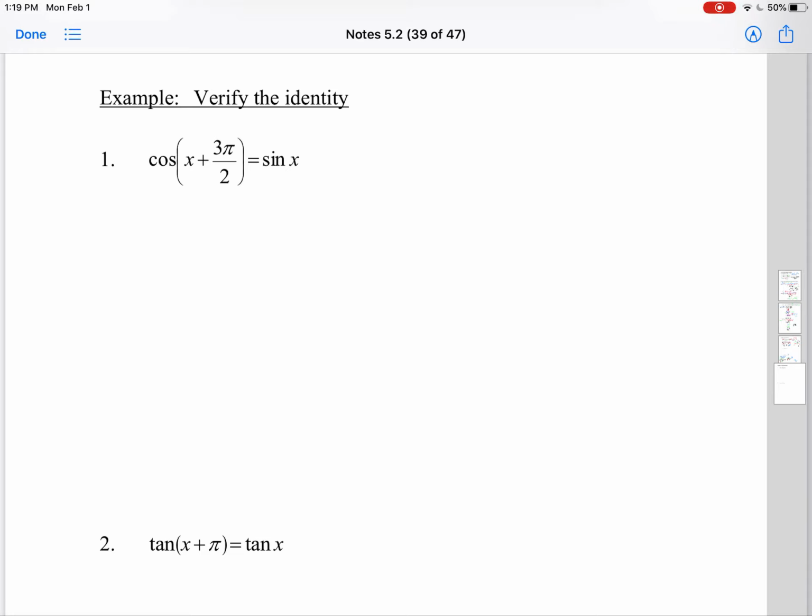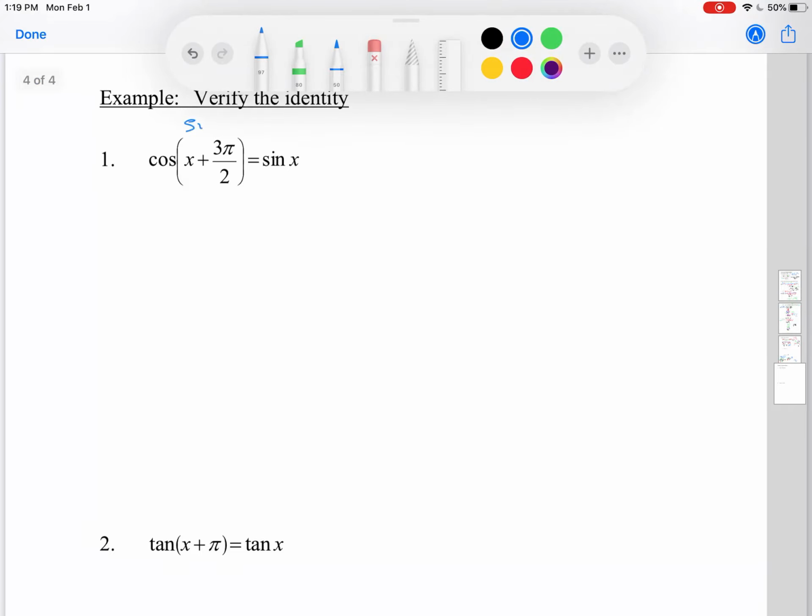All right. So the last part says verify the identity. We're back to verifying all over again, just like we did in section 5.1, where we have to say the left side does in fact equal the right side. Okay. On question 1, we're using the sum identity. We need to prove that the left side does in fact equal sine of x.